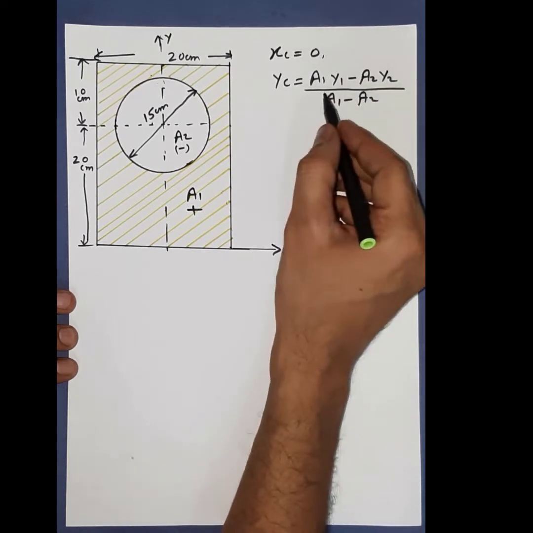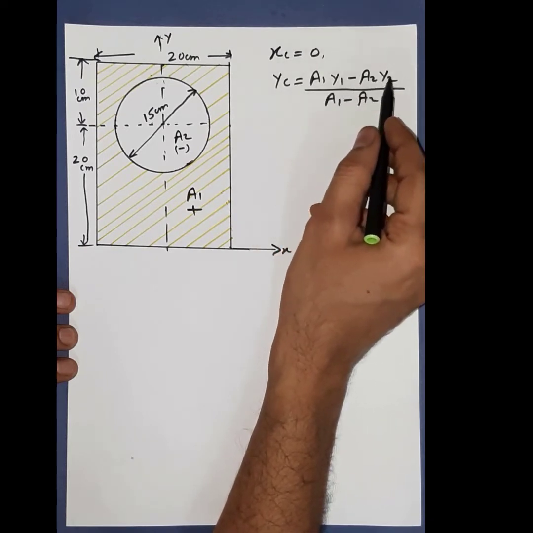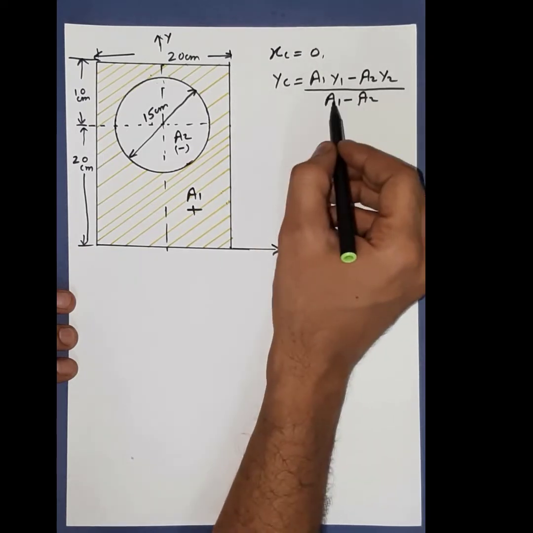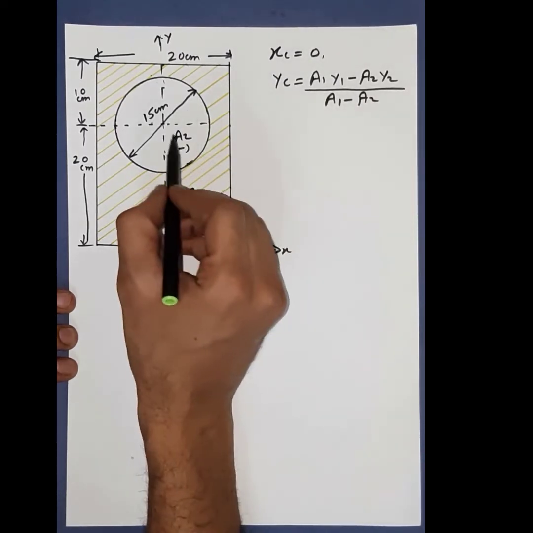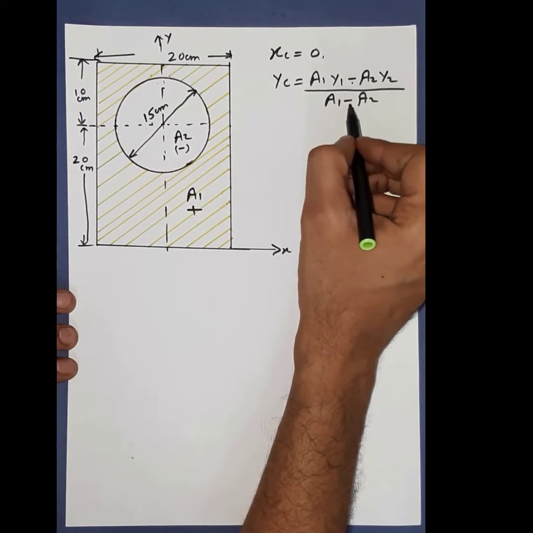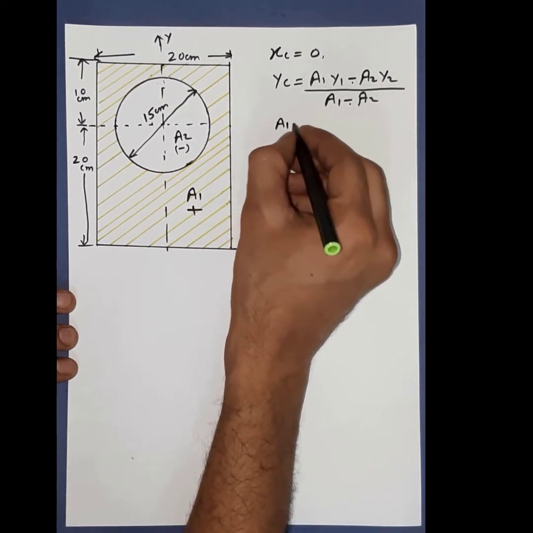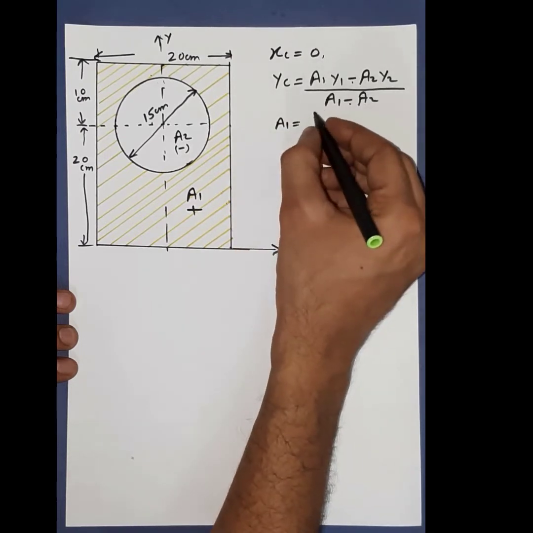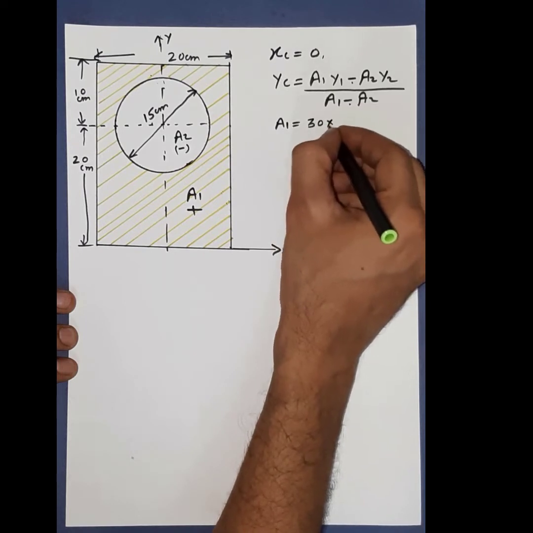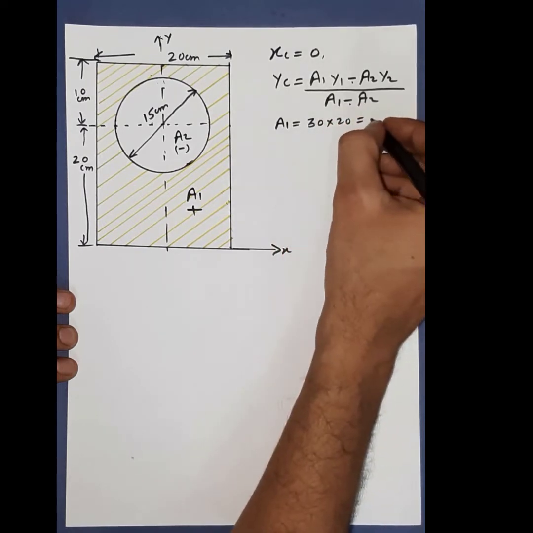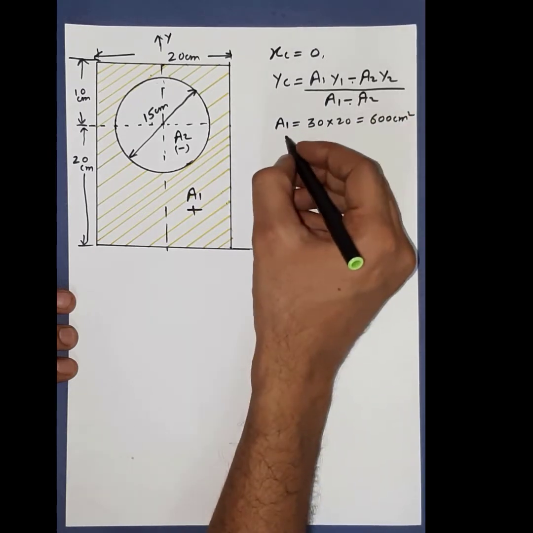I have written this formula directly here. The standard formula is A1 y1 plus A2 y2 plus up to An yn divided by the total area A1 plus A2 up to An, but here I have directly shown the negative signs, minus A2. So we can determine those values. The value of A1, the area of the rectangle, is 30 centimeter height multiplied by 20 centimeter width, so that will be 600 centimeter square.